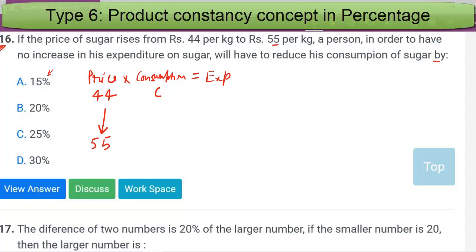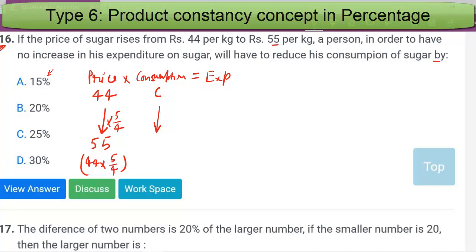So obviously consumption has to be decreased, right? But you have to keep the expenditure the same. So what we have to do is find out in what proportion this price is increasing. If you multiply the earlier price, 44, by 5 by 4, you will get 55. So this new price has been achieved by multiplying the earlier price by 5 by 4.